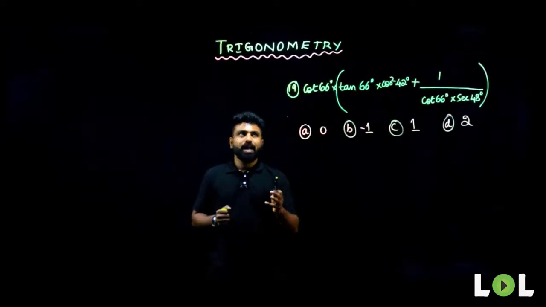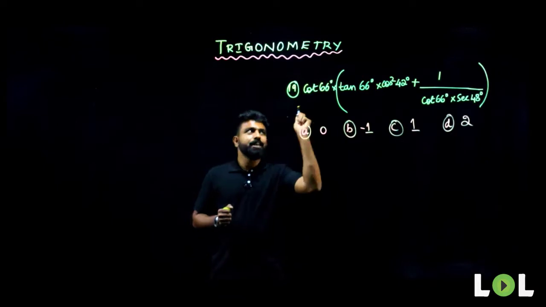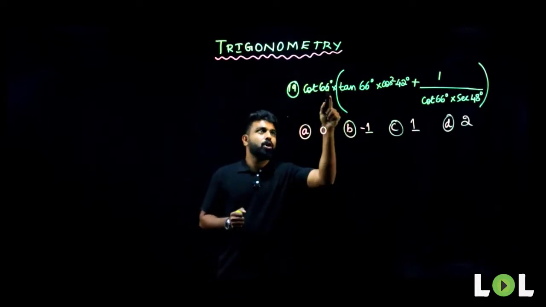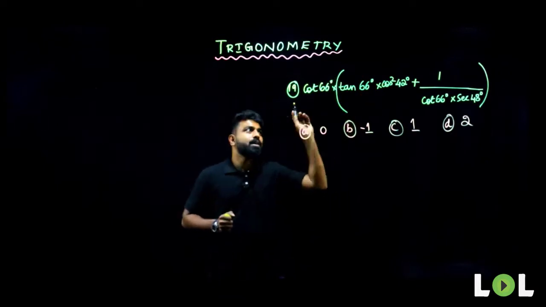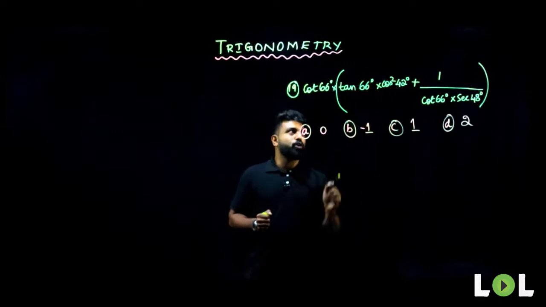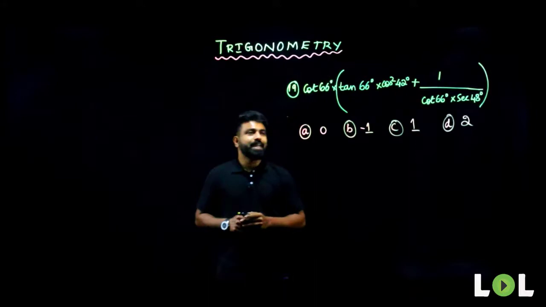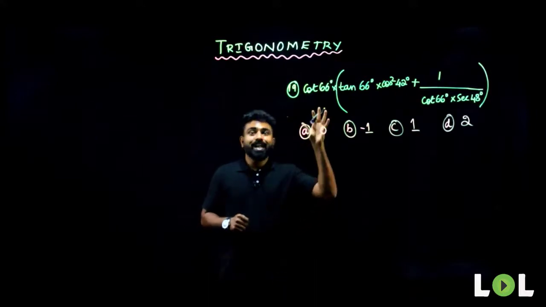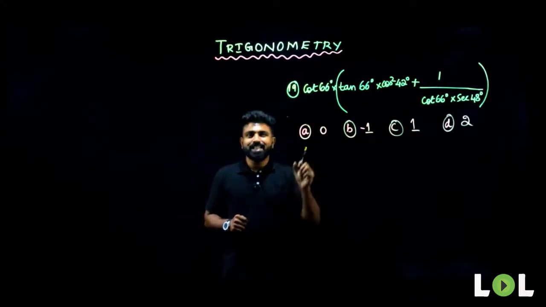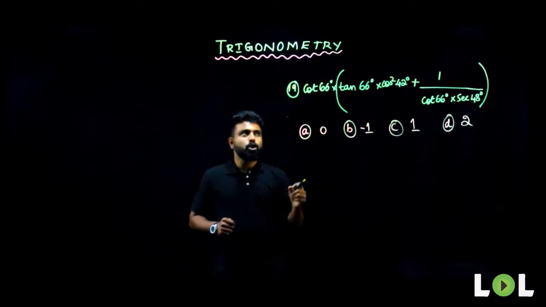Now let us look at our next question here. What do we have in the question? Cot 66 into the brackets: tan 66 into cos square 42 plus 1 by cot 66 degrees into secant 48 degrees. Don't get scared looking at the question. This question here is very easy. So how do we go about this?